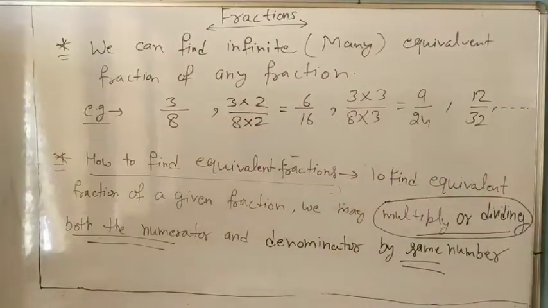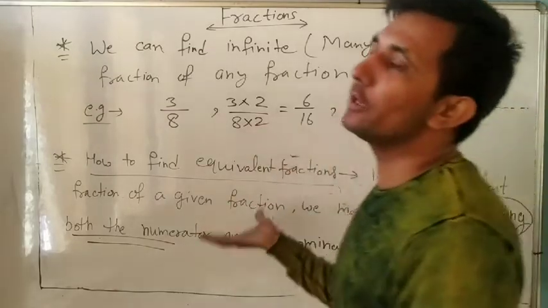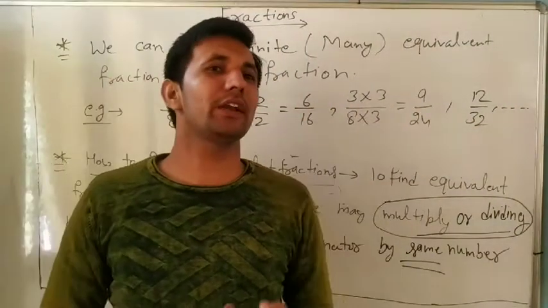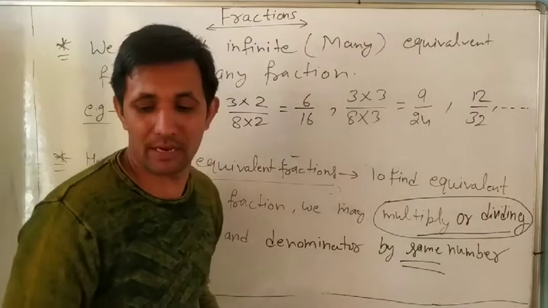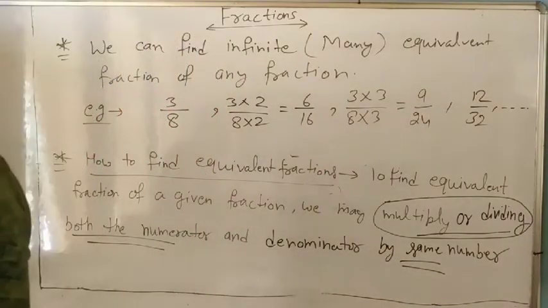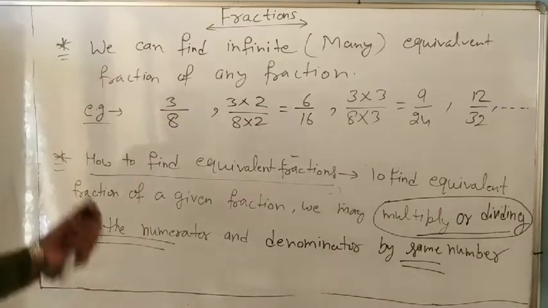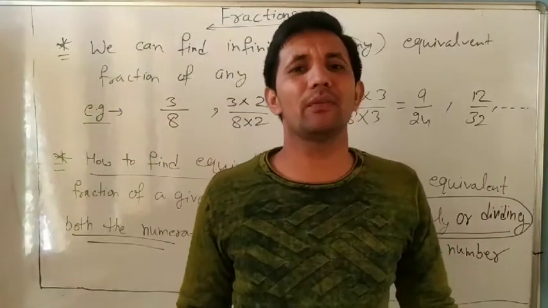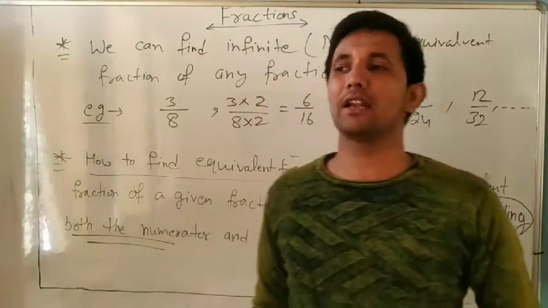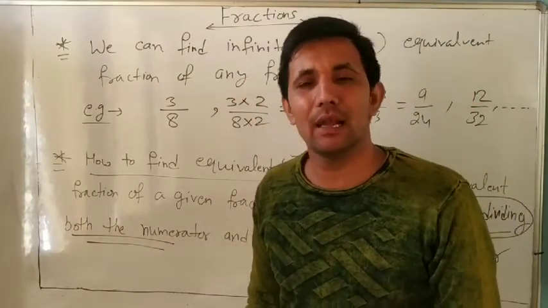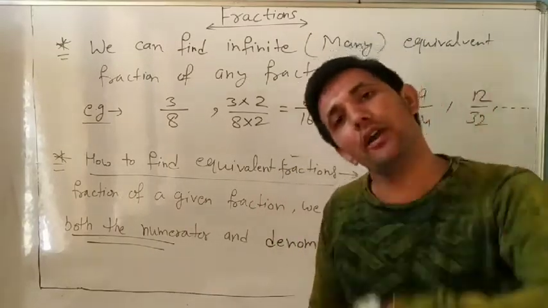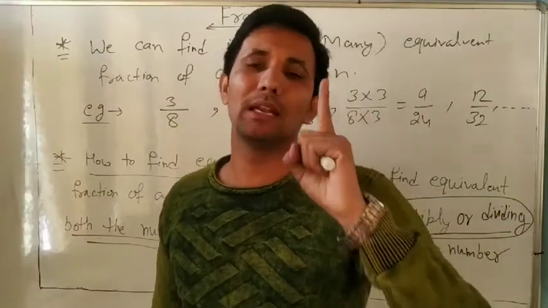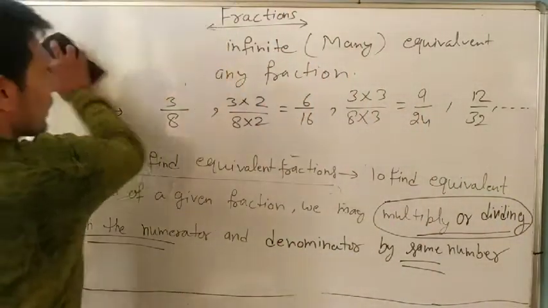Remember, what is the method of finding equivalent fractions? By multiplying or dividing, but both the numerator and denominator should be multiplied or divided by the same number. Now we will start our exercise 7.3. Remember what an equivalent fraction is: two fractions that are equal. And how will you find it? By multiplying or dividing, any one method, but by the same number.